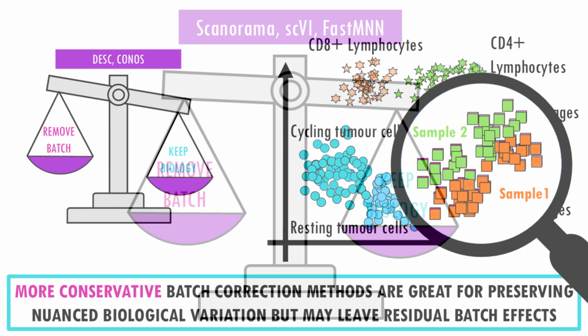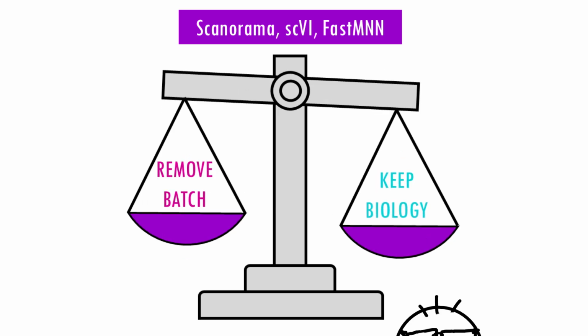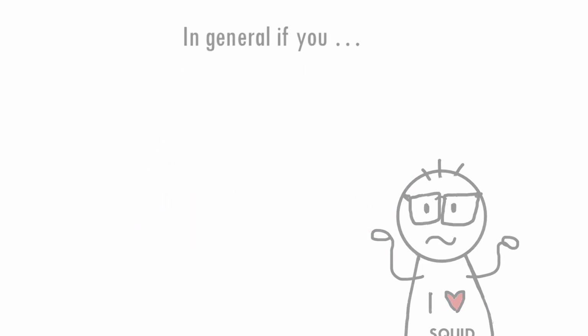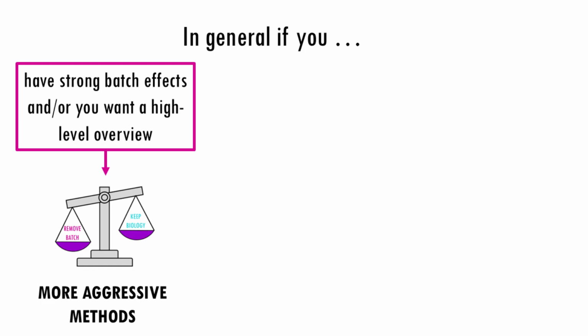Then there are also more balanced methods like maybe Scanorama, scVI, or fastMNN, which achieve a good compromise between both objectives and work well across diverse scenarios. But before you go and completely discard the more conservative or more aggressive integration methods, you need to understand that sometimes they might be the right choice for your data too. If you have strong, obvious batch effects that need correction, so for example cross-species comparison, or you just want a high-level overview of major cell types, then a more aggressive batch removal method might be right for you.